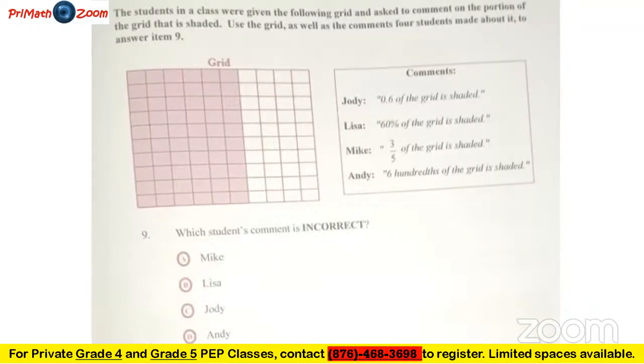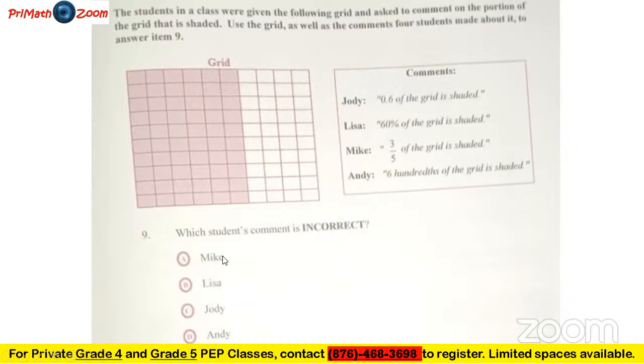Number 9 says the students in a class were given the following grid and asked to comment on the portion of the grid that is shaded. Use the grid as well as the comments 4 students made about it to answer item 9. Here is the grid. Here are the comments, and this is the question at number 9. Which student's comment is incorrect?